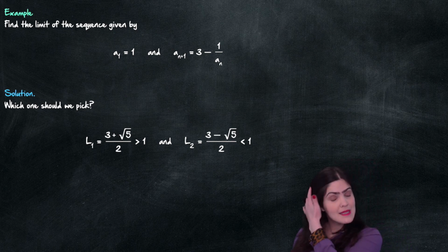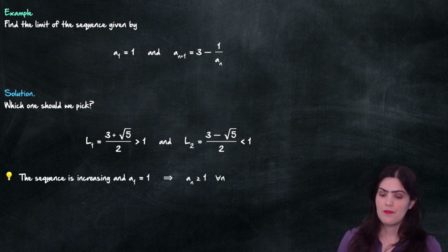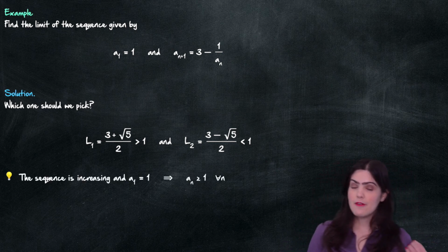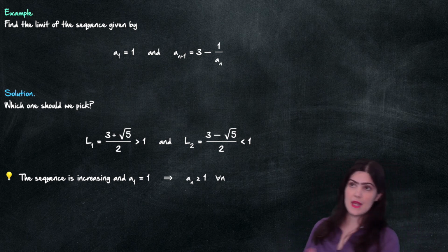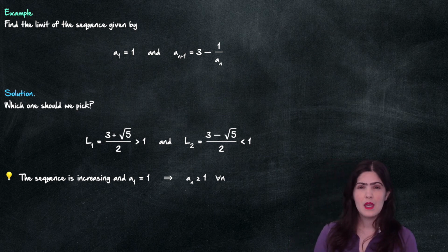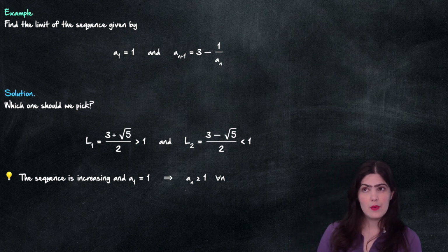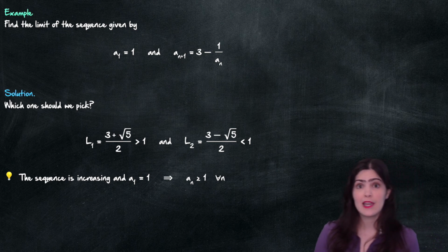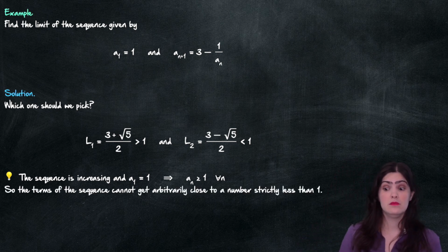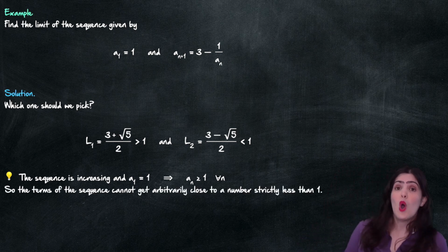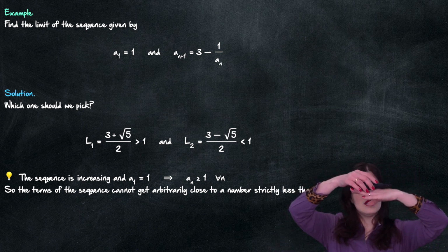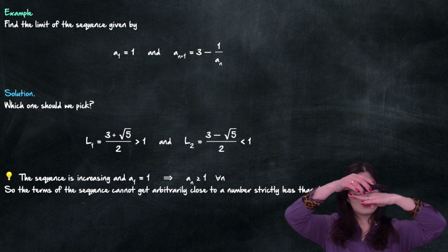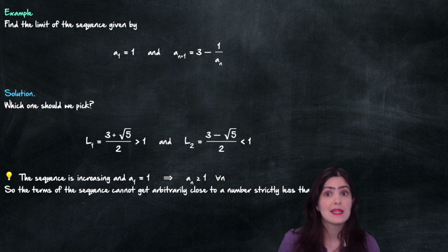Well, we have to take a look at my sequence and see what happens. The sequence is increasing, and I know that the first term was equal to 1. That means that all my terms are bigger than or equal to 1. Correct? Well, if all my terms are bigger than or equal to 1, can I get as close as I would like to a number that is strictly less than 1? There is no hope for that, right? If you are all living above here, how can you get close to something below? It is absolutely impossible.